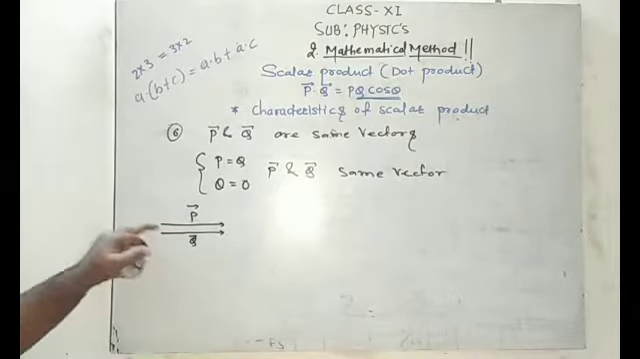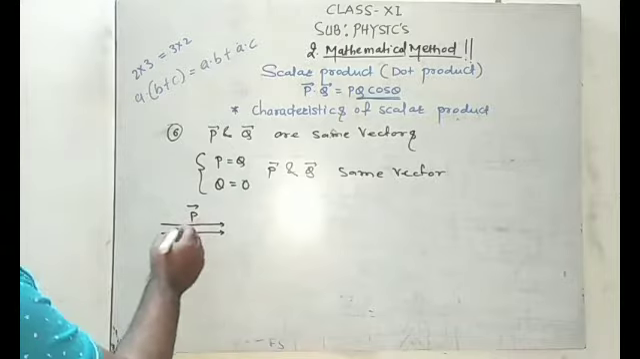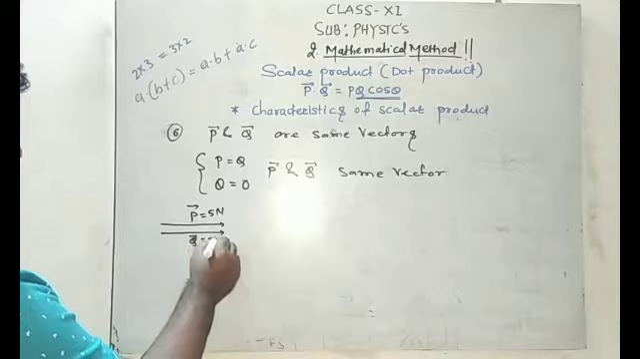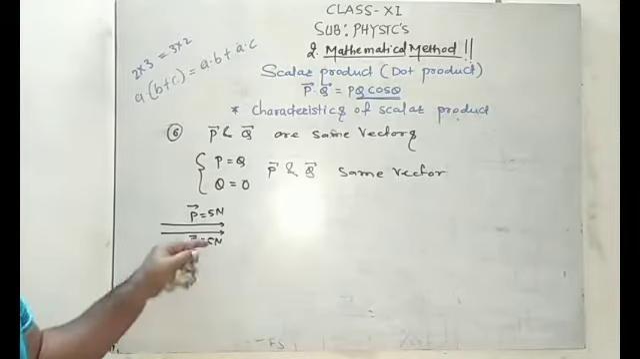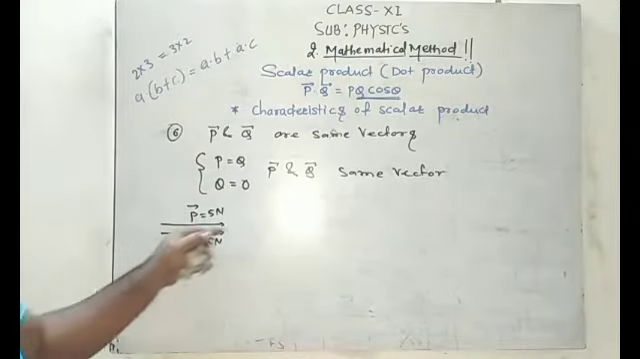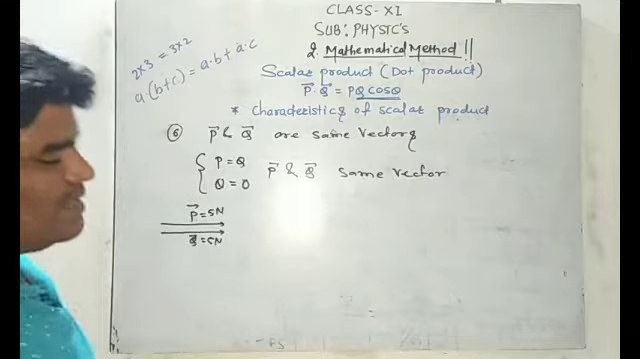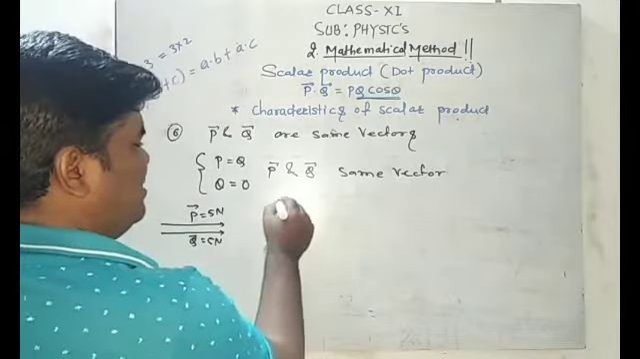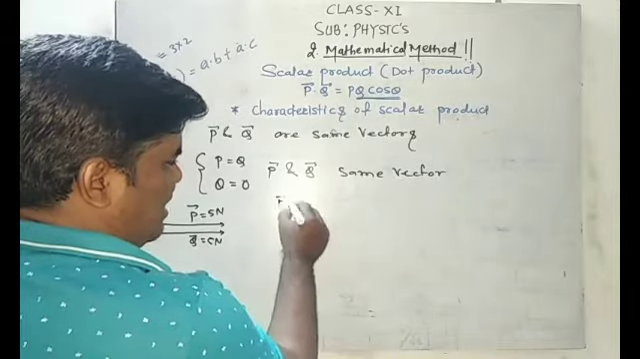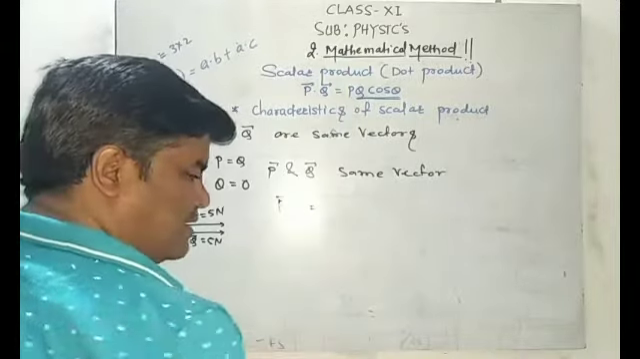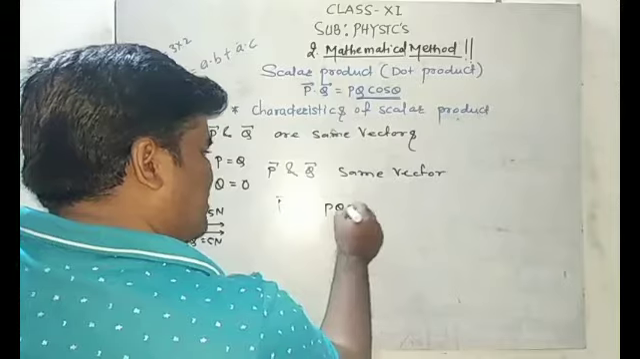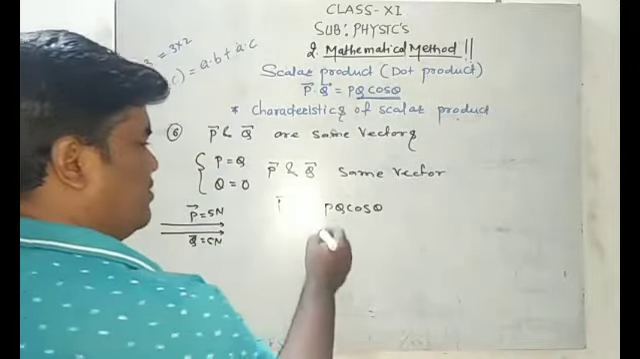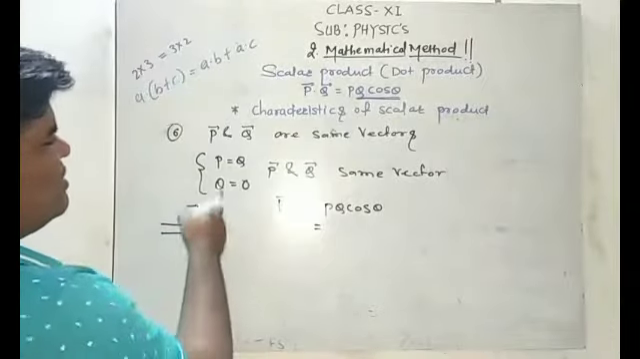The angle between these two vectors is 0 and the magnitude, let's assume this is 5 newton and this is also 5 newton. Force is 5 newton and 5 newton. Magnitudes are the same and the direction is the same, and therefore these two vectors are the same. Then what happens if we do P bar dot Q bar? P bar dot Q bar is equal to PQ cos theta, and therefore P is equal to Q.